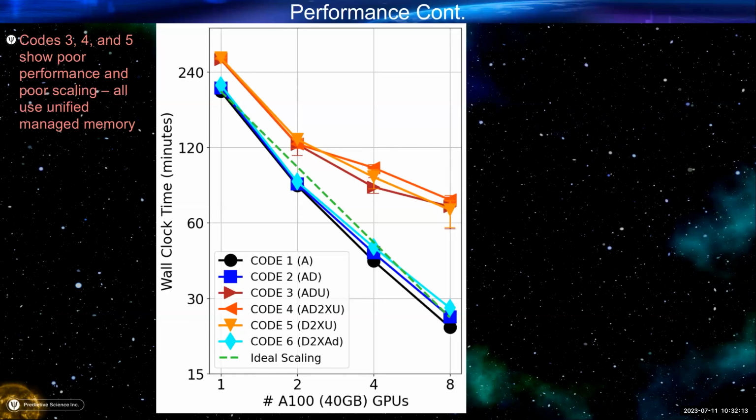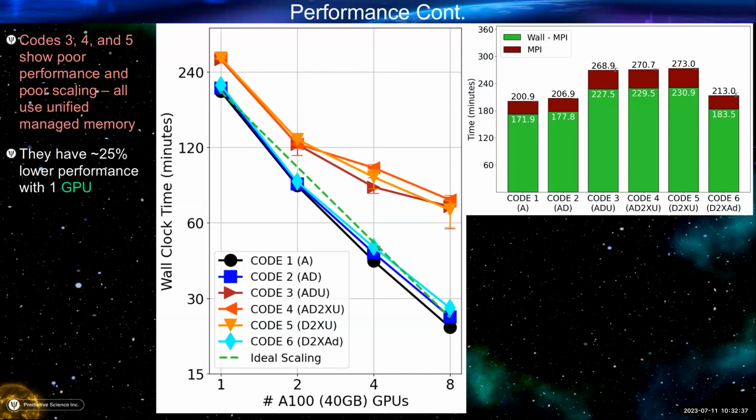Codes 3, 4, and 5 show poor performance and poor scaling, and all of these are using unified managed memory. So that's pretty much a smoking gun as to what's going on there. In fact, if we take code 2 and we just run it with unified memory, even though the data directives are there, they are ignored, and we get exactly the performance of code 3. So let's look a little deeper here.